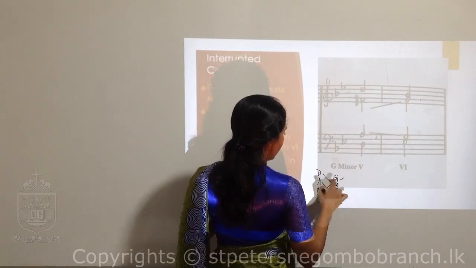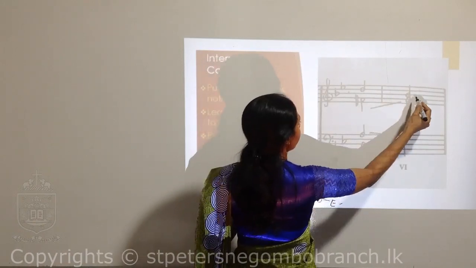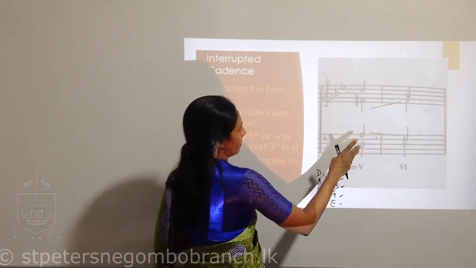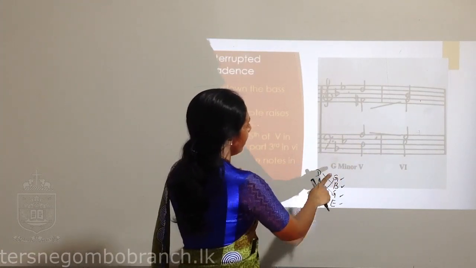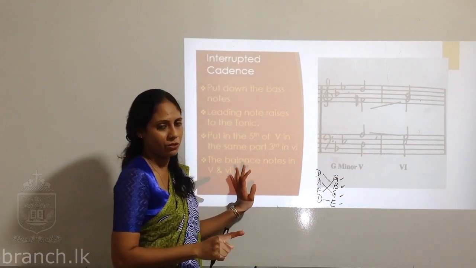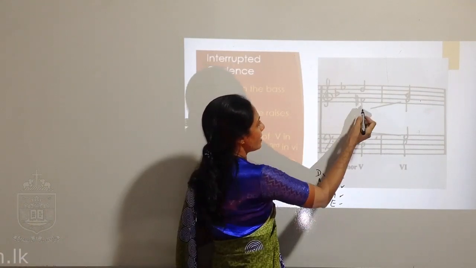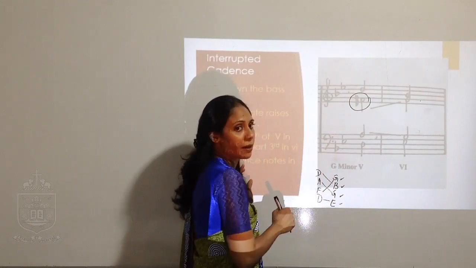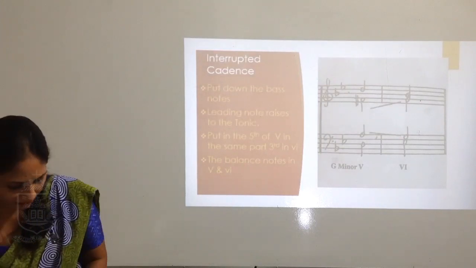G, D, B. Correct. In here, G minor, in chord 5, you will get the 7th note. So you should raise the 7th note like this by adding a sharp, right? Let's play this. Listen to it.